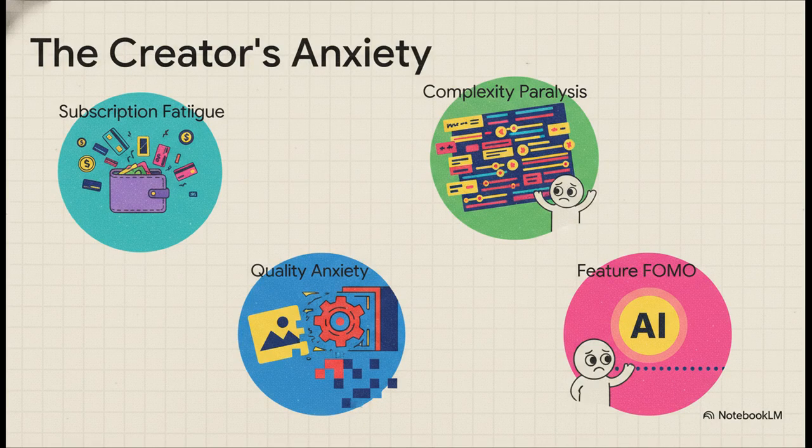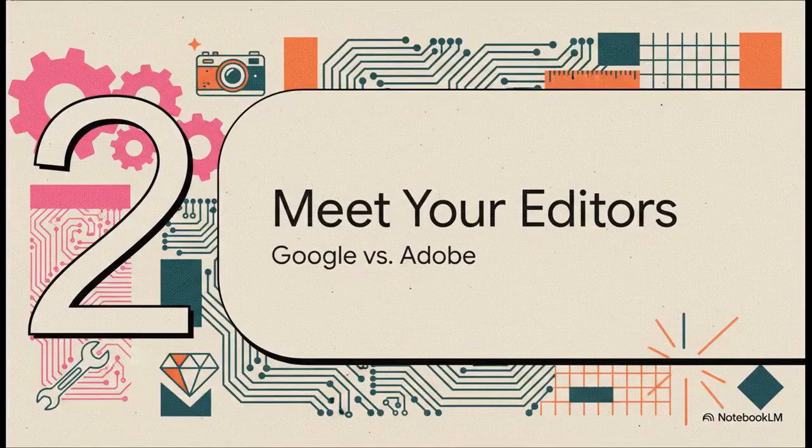First up, subscription fatigue. I mean, seriously, who isn't tired of another monthly fee? Then there's complexity paralysis. You open an app and it's just buttons everywhere. It feels like you need a pilot's license. Then you've got quality anxiety, that little voice in your head asking, is this free app secretly wrecking my photos? And of course, good old feature FOMO, the fear of missing out on all that cool AI stuff everyone's talking about.